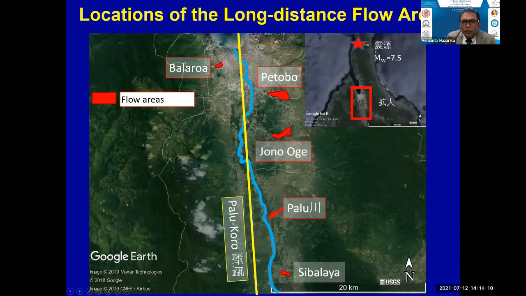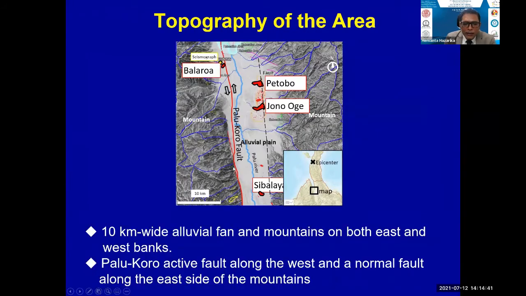One is from the top, Balaroa. This is the Palu Koro fault, and this is the Palu river. Actually, I'm sorry, there are some characters in Japanese. Then one is Balaroa, one is Petobo, one is Jono Oge, and another one is Sibalaya. The size represents the magnitude of the flow area. So you can see the topography of the area: this is Petobo, Jono Oge, Sibalaya, and Balaroa, and the Palu Koro fault.